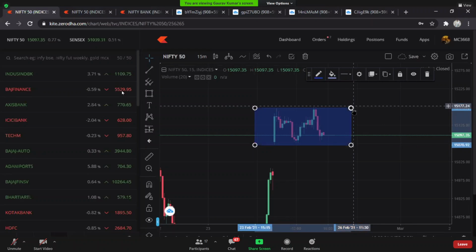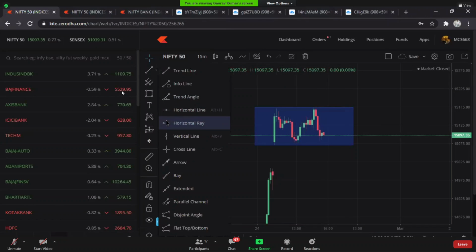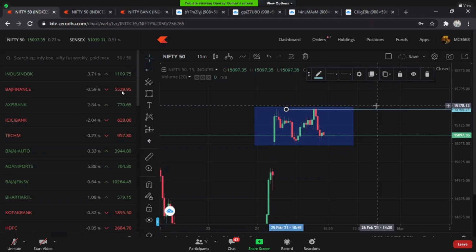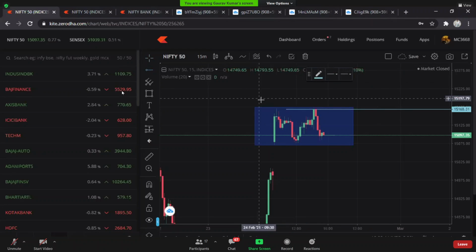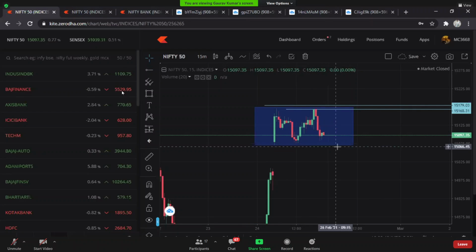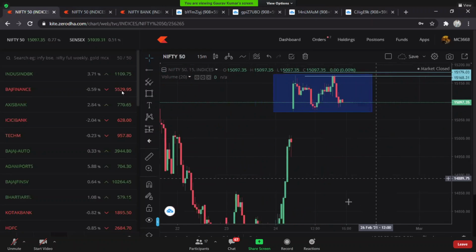Suppose someone wanted to short Nifty in futures at this point. So where would they have kept their SL? They would have kept their SL just outside this box. And this is what they're going to get. And this is for continuation.